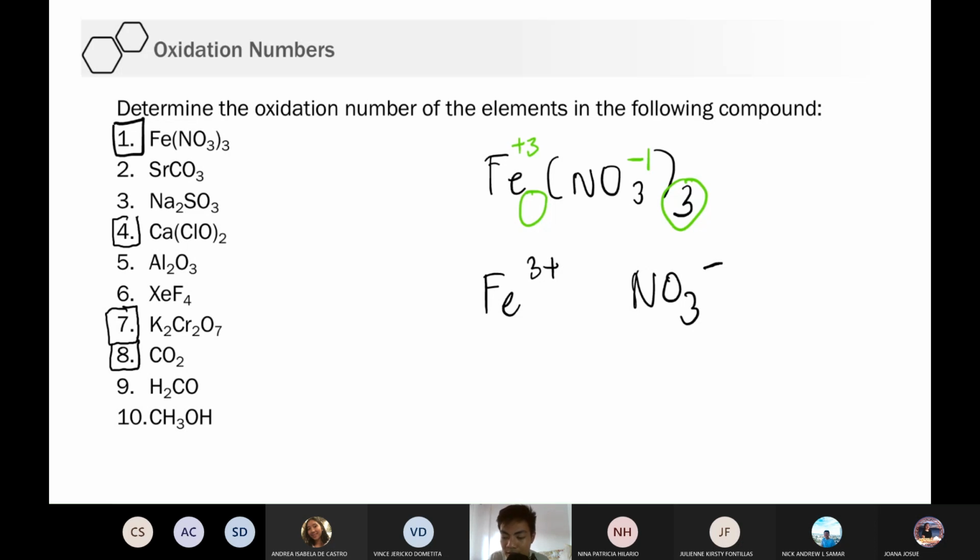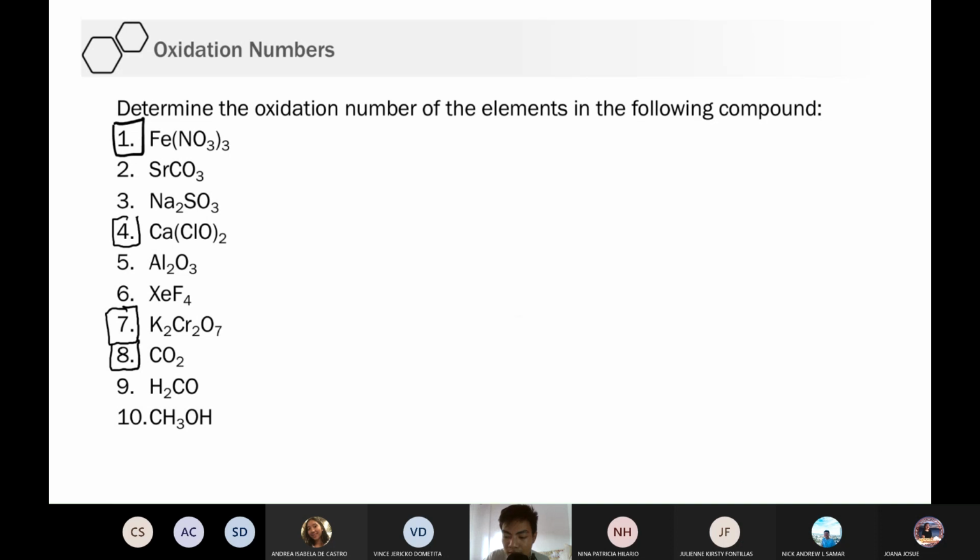Let me rewrite this. Dito na lang. Para mas marami tayong space.